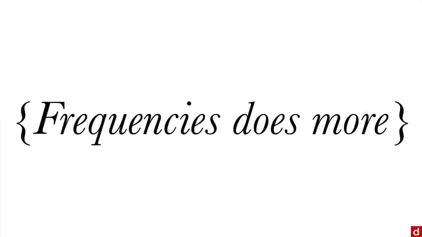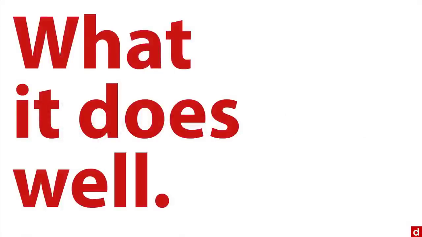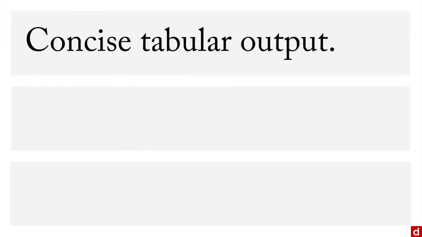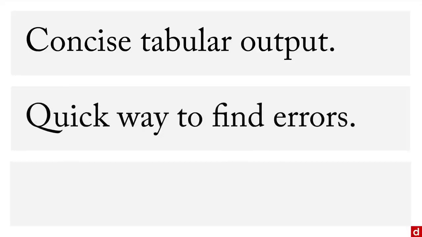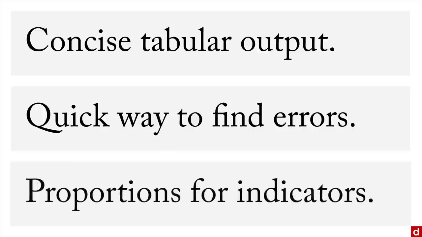In case you don't remember, frequencies does more, but that's okay. There are certain things that the descriptives command does well. Here's what it does well. First, it gives you very concise, compact, tabular output. So it's really easy to see a bunch of information in a small space. Second, it's a really quick way to find obvious errors in coding in your data. Finally, you can get proportions for indicator variables, that's 0, 1 variables, and I'll show you how that works.